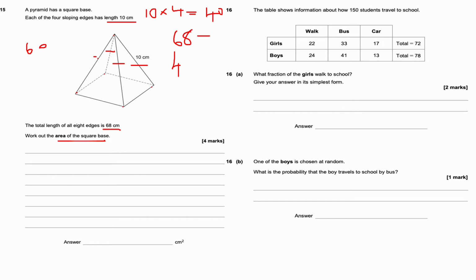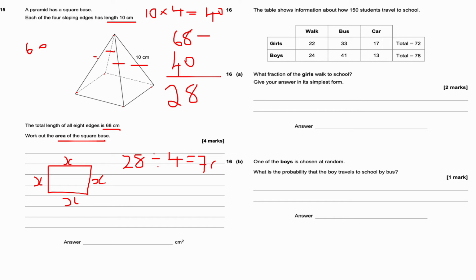68 take away 40 using column subtraction: 8 take away 0 is 8, 6 take away 4 is 2. So the perimeter of this square is now 28 centimeters. If I split that into 4 parts, because each length is the same, 28 divided by 4 gives 7 centimeters. So the length of each side of the square base is 7 centimeters.